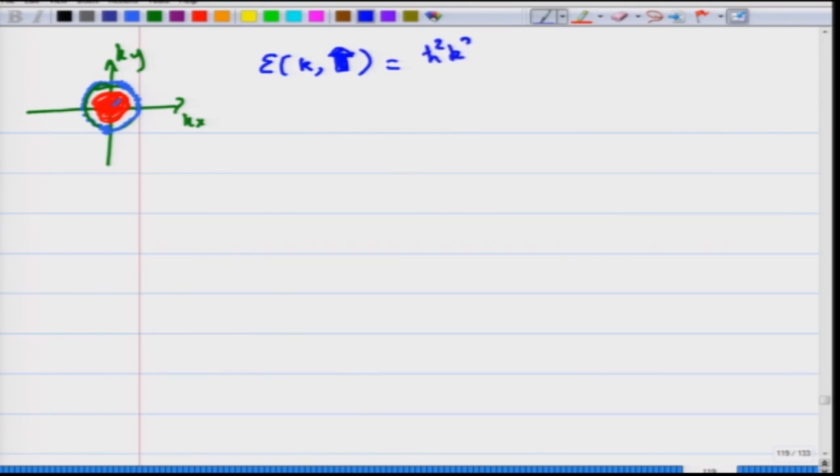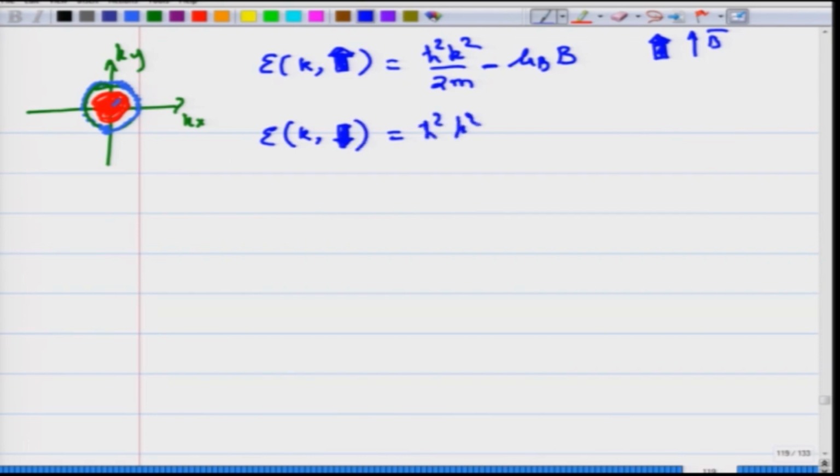This is ħ²k²/2m minus μB into B, for the magnetic moment parallel to B. And Ek, the energy, with the magnetic moment anti-parallel to the B direction is ħ²k²/2m plus μB into B. Here the magnetic moment is anti-parallel to the B direction. Okay. So, this is how the energy states are going to shift.